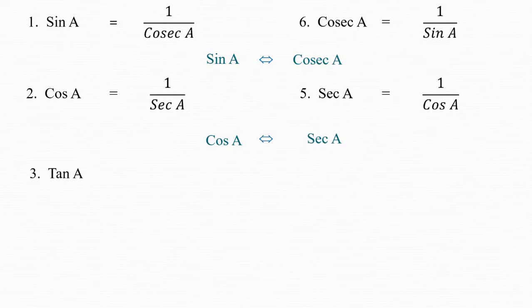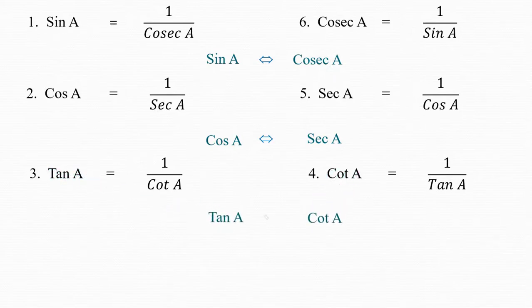Tan A equals 1 by cot A. Cot A equals 1 by tan A. So tan A and cot A are reciprocals to each other.